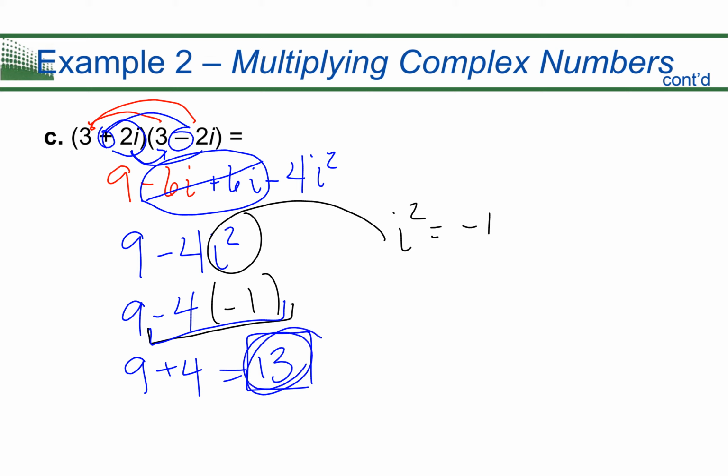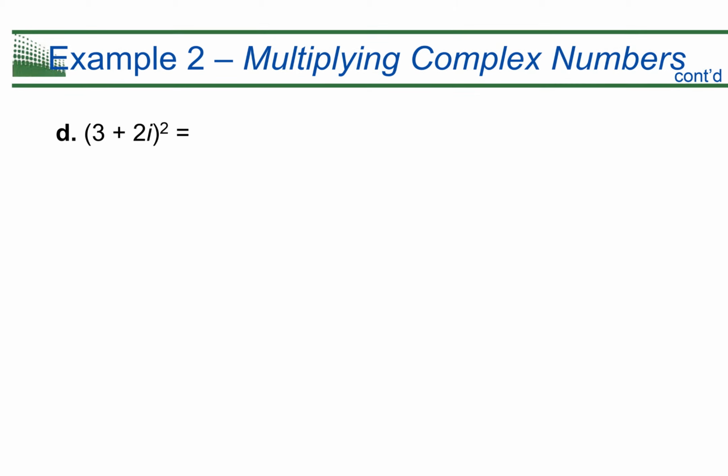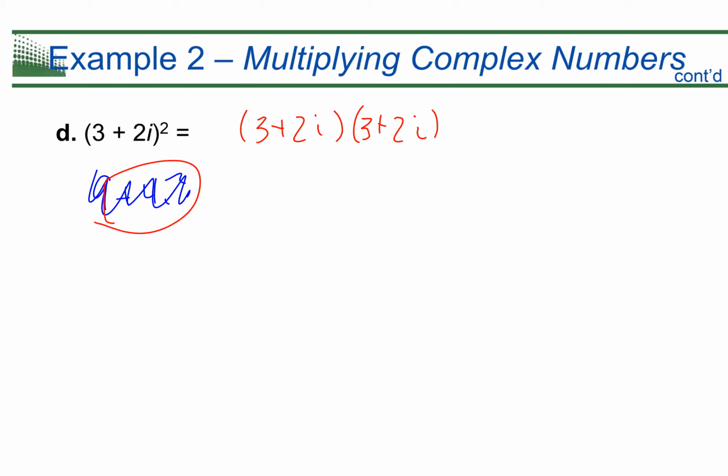Let's see what happens when we do something times itself. Now remember, 3 plus 2i squared does not mean, oh look, let me square it up, 9 plus 4i squared. Don't you dare do that. It means 3 plus 2i times 3 plus 2i. Now if you do this over here in the blue, I'm going to know who you are, and someone's going to do that. So please don't do that to me. 3 plus 2i times 3 plus 2i.